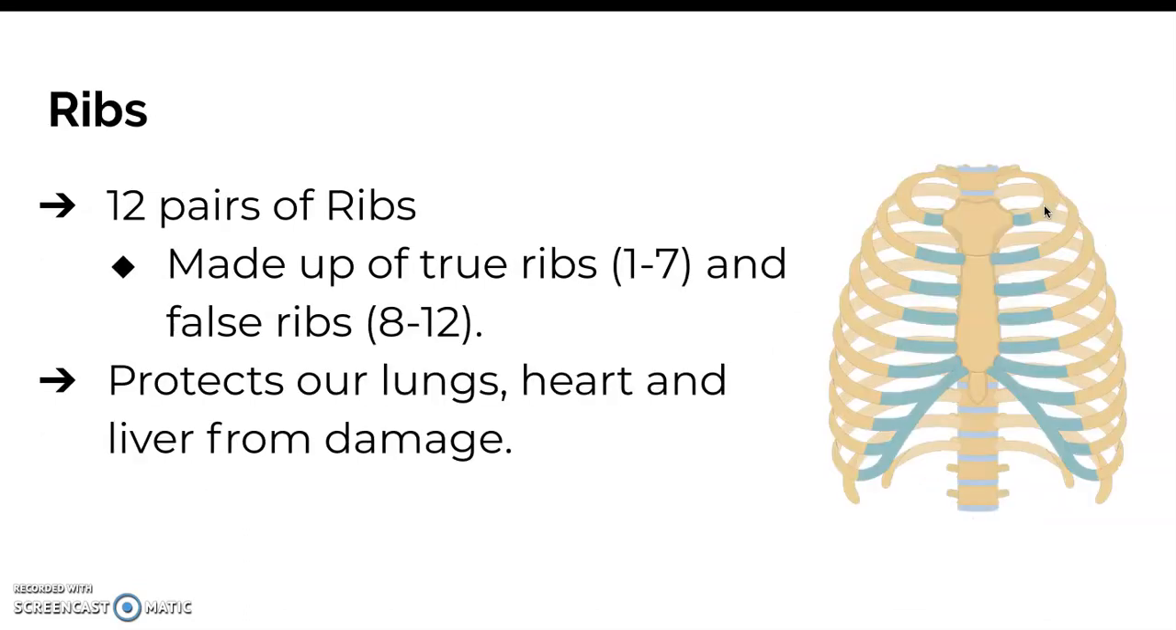Then we will be talking about the ribs. The ribs are where the chest cavity sits inside. There are 12 pairs of ribs, so 24 ribs total. They are made up of true ribs and false ribs. The first 7 are considered true ribs, and then 8 through 12 are considered false ribs, with these 2 down here considered floating ribs. The ribs protect your chest cavity, which holds your lungs, your heart, and your liver, from damage from any impact. It's like an outer shell that allows these organs to fully function if anything happens.